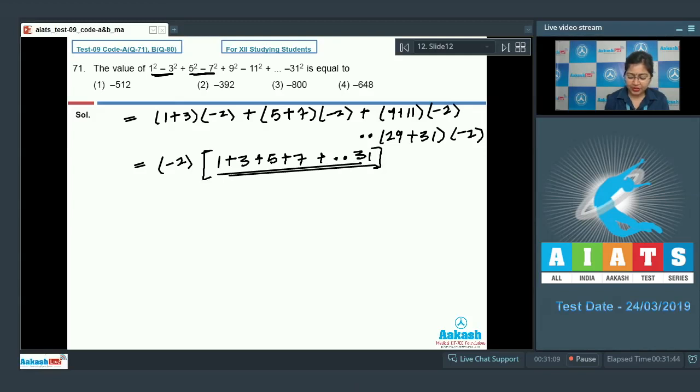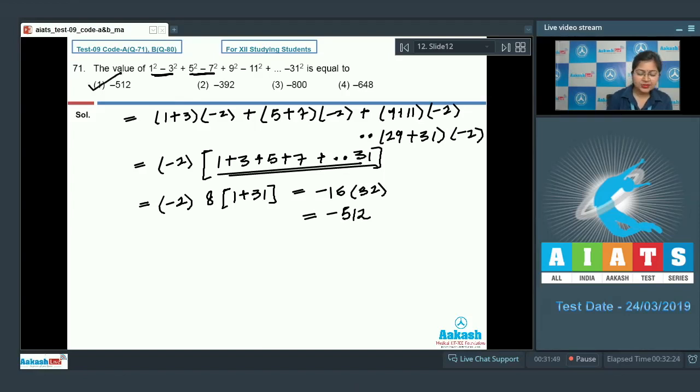Now this is an AP, so its sum can be found out very easily. So it is equal to n by 2, as the number of terms are 16, so the sum will be equal to n by 2 into first term plus last term, that is equal to minus 16 into 32, that is equal to minus 512. That is, the correct answer is option number 1, that is minus 512.